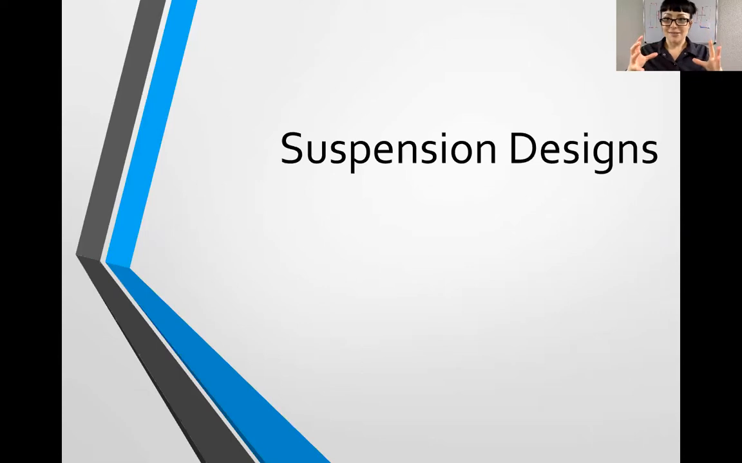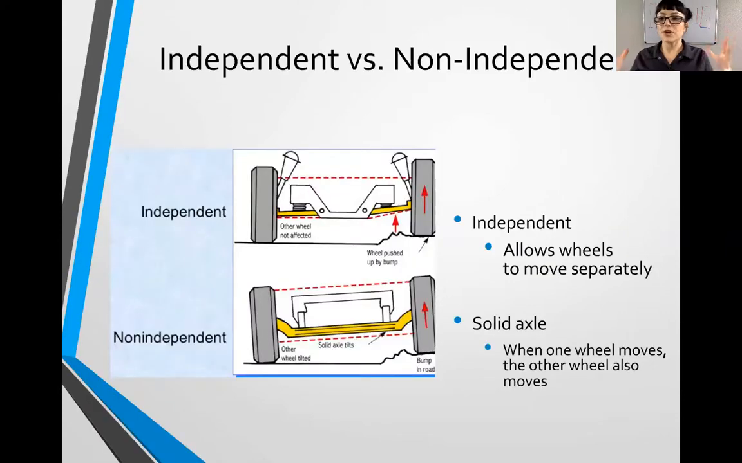Suspension designs. Now that we know all the components, let's talk about how we put them together. So first things first, everything falls under an umbrella of either independent or non-independent. Independent suspension means each of these wheels can move alone and not affect the other. So if one wheel goes over a bump, the other is not affected, and so on and so forth, right? So you can see here, I've got my frame in the middle. On this side, I've got a control arm. On this side, I've got a control arm.